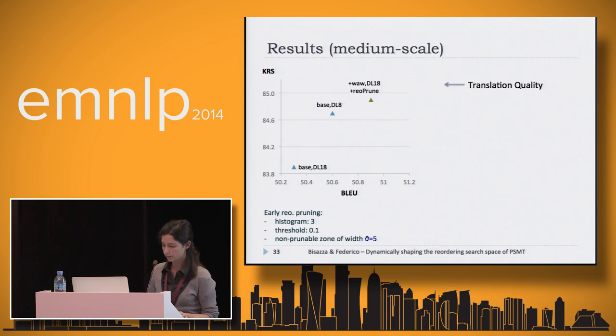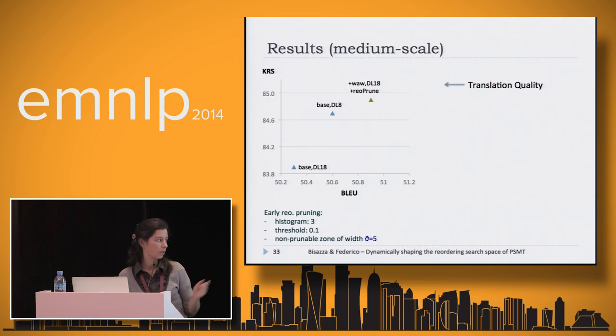So here are the results. You can see here the early reordering pruning parameters that we are using. So we have a non-prunable zone of width 5, so everything that's within 5 is always explored, and we prune the reordering based on the word after word reordering score with histogram pruning of 3 and threshold pruning of 0.1. And in this plot, we can see BLEU on the x-axis and the reordering score on the y-axis.